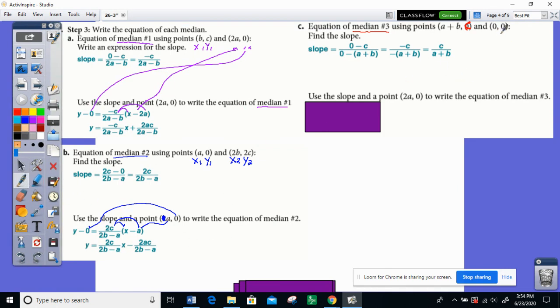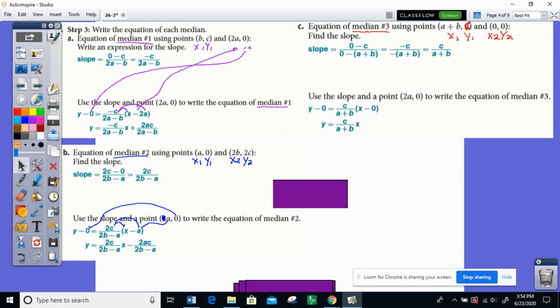So this is y2 minus y1 divided by x2 minus x1. 0 minus c divided by 0 minus the whole quantity a plus b. So those two negative signs cancel out. We get a slope of c divided by a plus b. So I believe that we're actually using the point 0, 0. Again, sorry about that.